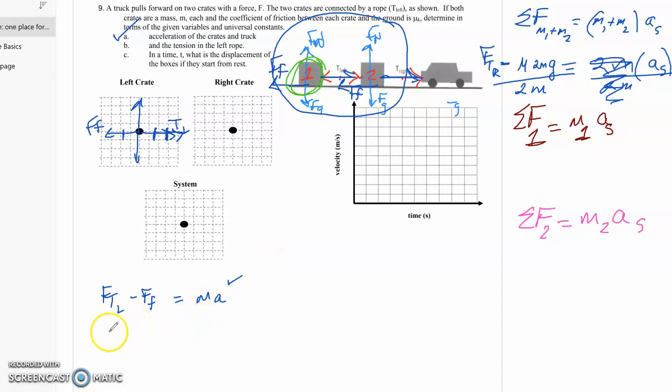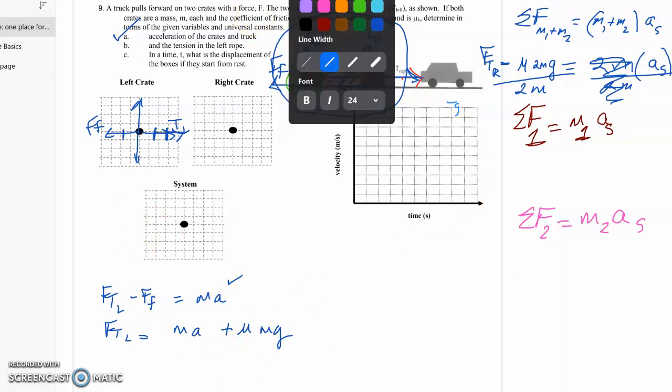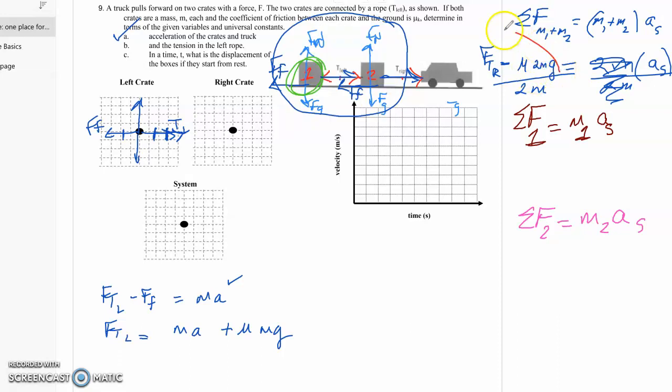So it would be F tension left equals MA plus mu mg, right? That's what friction is, mu mg. And at that point, the right answer, and I'm not even going to go into it longer, is just putting A in right there, okay?